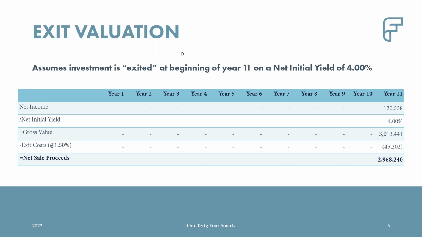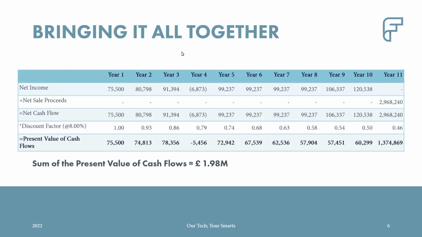So on this approach and in this example, we're assuming that the owner is going to exit on a 4% net initial yield, and there's going to be exit costs associated with realizing the net sale proceeds. So in this case, it's 1.5% of the gross value. In practice, there can be a number of considerations, including whether it's VAT exempt or not. So there's an element of complication that can come into that, but in this example, it's 1.5% of the gross value.